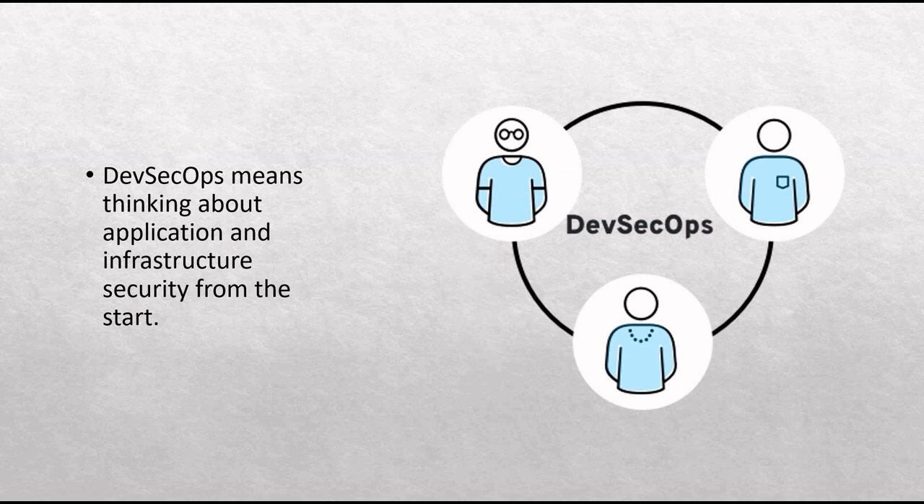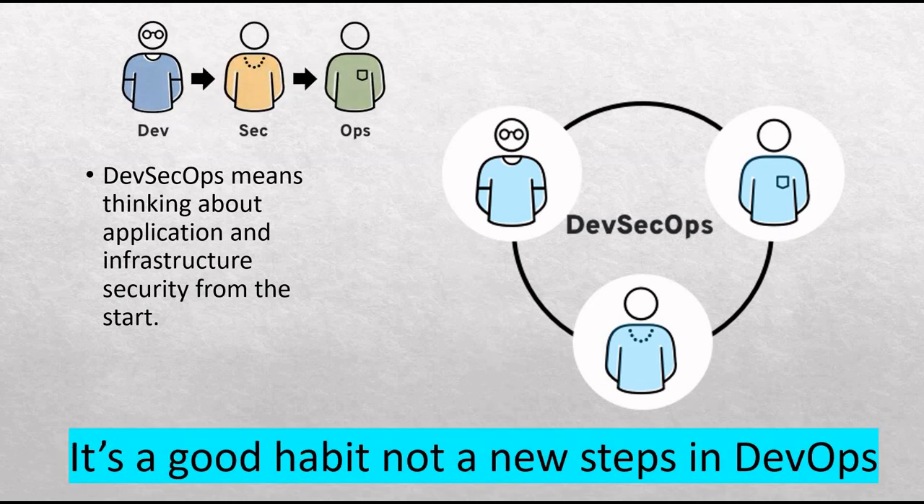It is the mindset that is so important to emphasize. We need to build the security foundations in DevOps from the very beginning, which will amplify DevOps responsiveness and effectiveness in a much better way than only using the DevOps steps. DevSecOps means thinking about application and infrastructure security from the start. So it is a good habit, not a new step in DevOps.